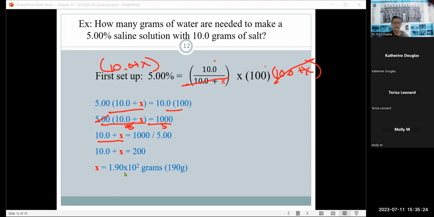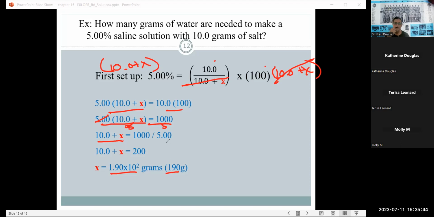Now, they put it in scientific notation simply because of the sig figs. We got 3 sig figs over here. And since you end up with 190, in order to make 3 sig figs, you put it in scientific notation and that gives you the 3 sig figs.